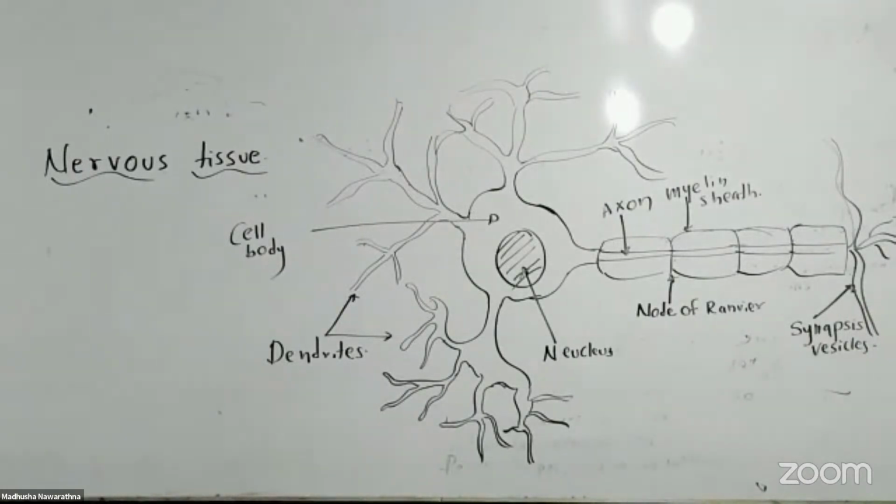So here you can observe three different parts, three main different parts of this sort of a nerve tissue. In a nerve tissue we can observe three different parts.